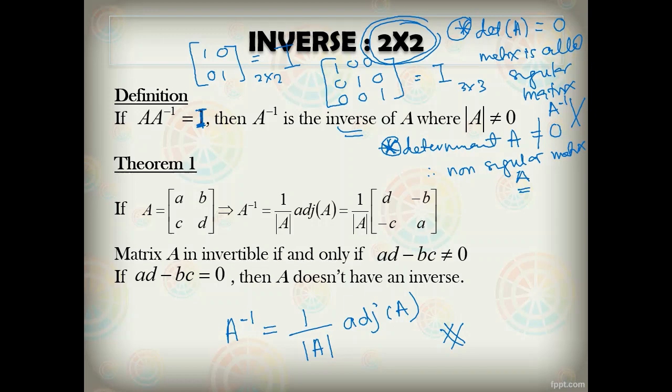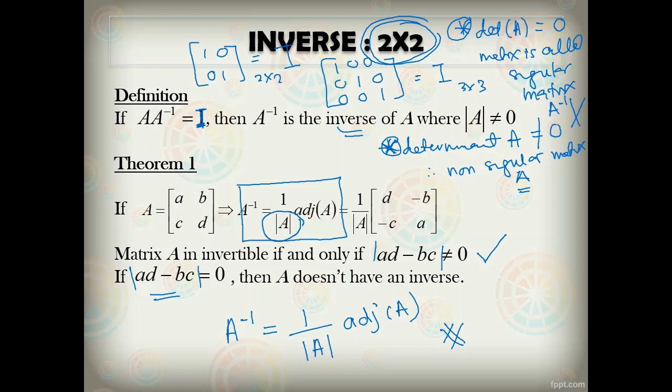Okay, right. Now we go to the inverse of a 2 by 2 matrix. We apply the same formula. Remember how to find the determinant for a 2 by 2 matrix, it is this. We must make sure that the determinant is not equal to 0 for inverse A to exist.